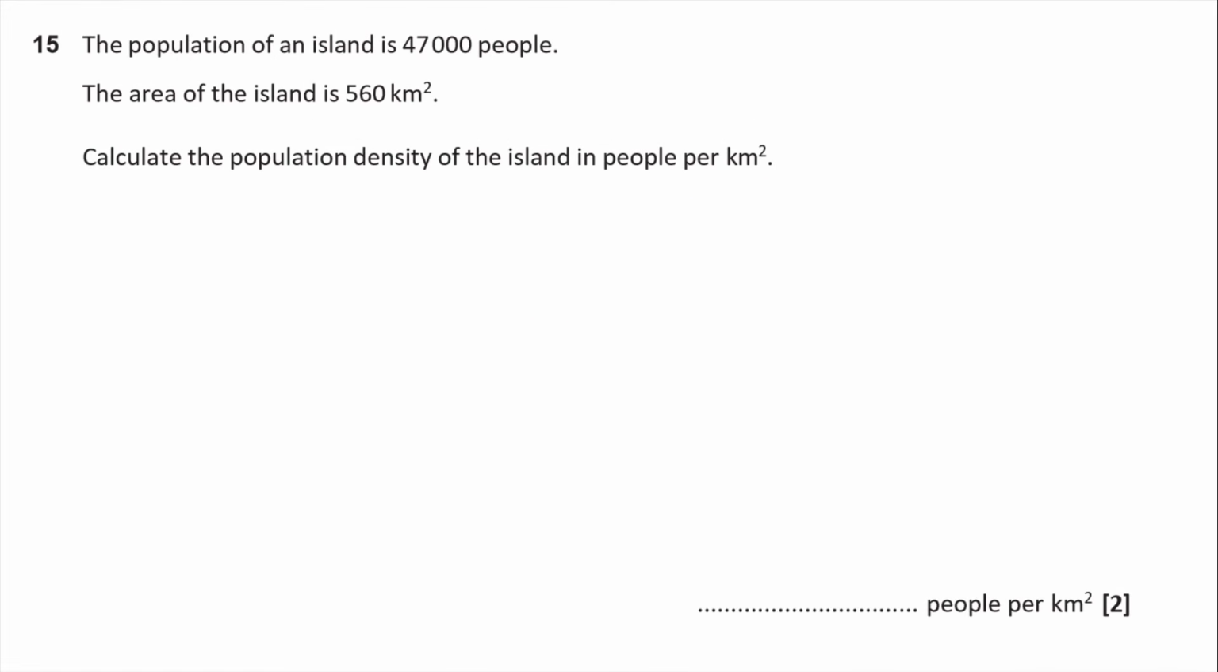Question 15. The population of an island is 47,000 people. The area of the island is 560 kilometers squared. Calculate the population density of the island in people per kilometer squared.